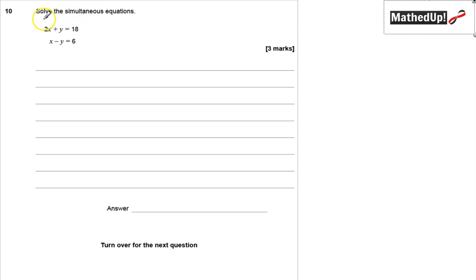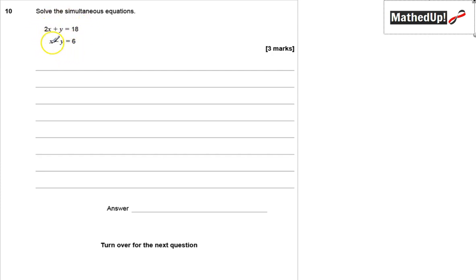Question 10. Solve the simultaneous equations 2x plus y is equal to 18 and x take y is equal to 6. So we've got a common coefficient over here. We've got a positive y and a negative y. So the easiest thing to do here is to add both of these equations together.